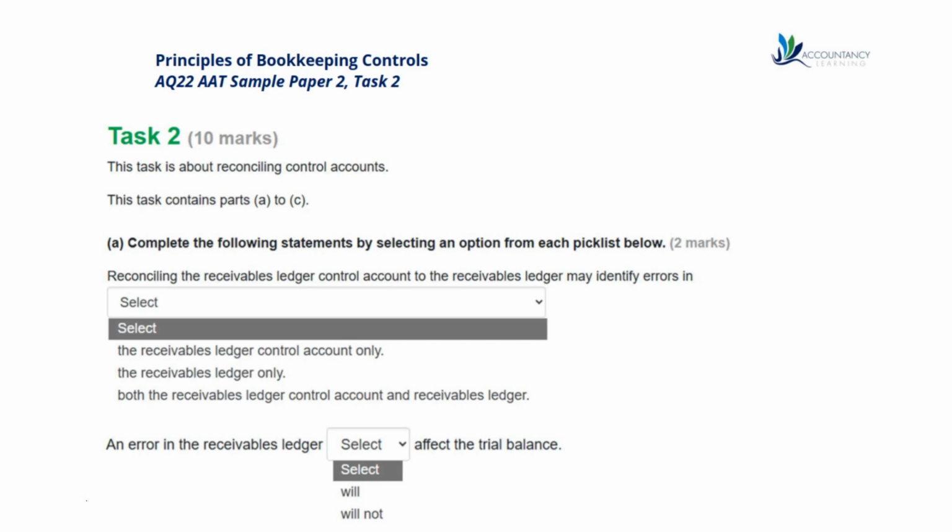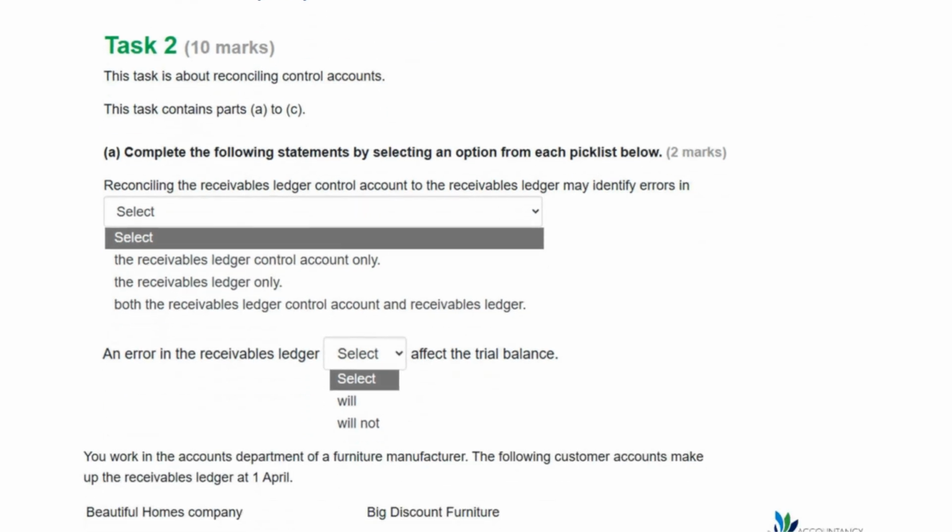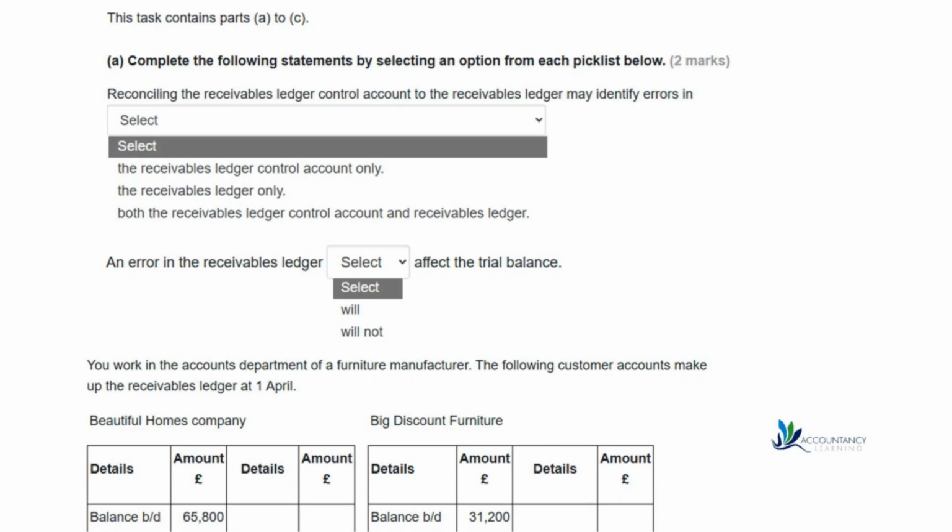I'm Sarah, and in this video I'll take you through the Principles of Bookkeeping Controls, Sample Paper 2, Task 2. So this one is all about reconciling control accounts. Part A asks us to complete the following statements by selecting an option from each pick list.